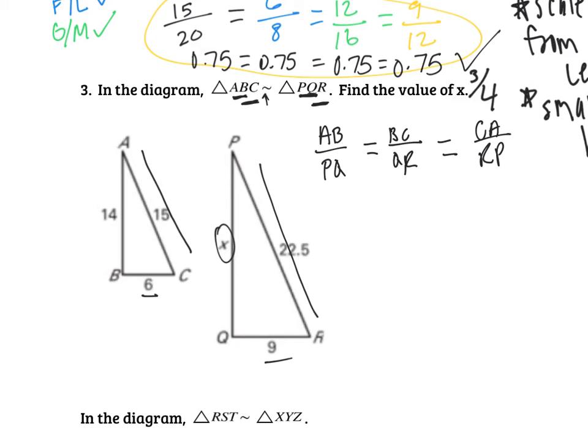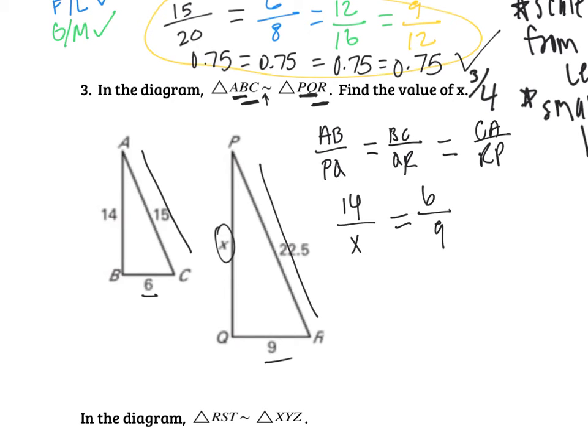Now I'm going to start plugging in numbers. So this is how I would always do a problem like this. Set up your proportions, plug in your numbers, decide what you need to solve for. So AB is 14, PQ is X. BC is 6, and QR is 9. All right, I'm going to stop right here because at this point, I can already solve for X.